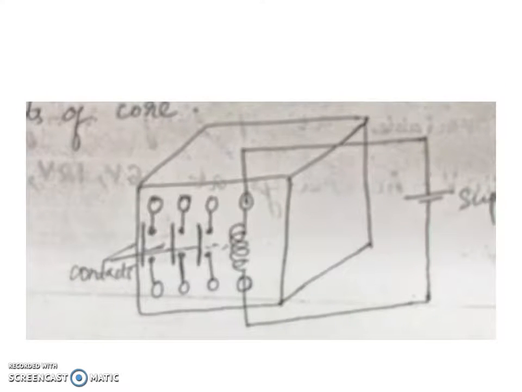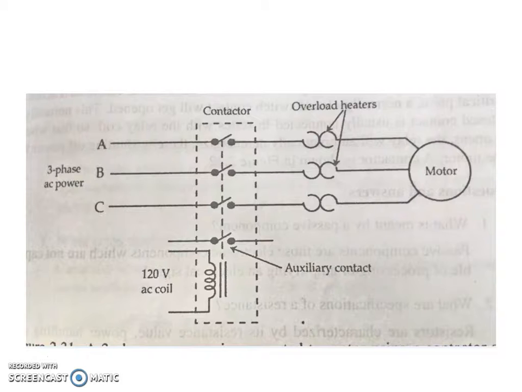Contactors typically have multiple contacts, and those contacts are usually normally open so that power to the load is shut off when the coil is de-energized. This figure shows an electric circuit connecting three-phase AC power to a motor using a contactor and overload heaters.